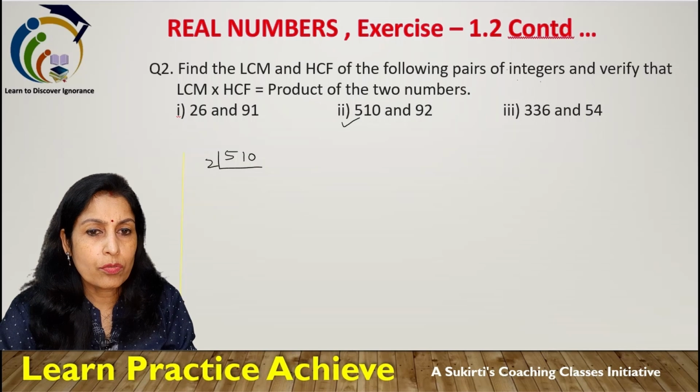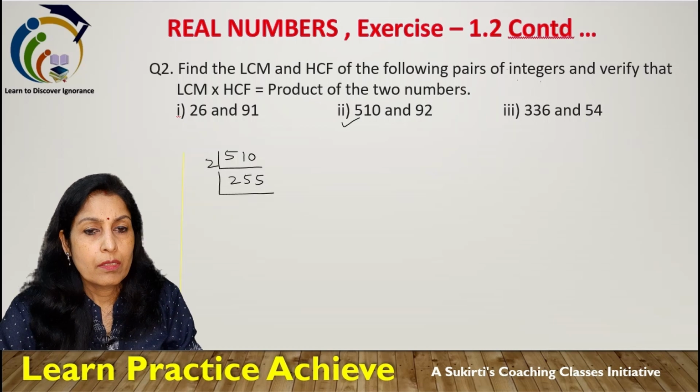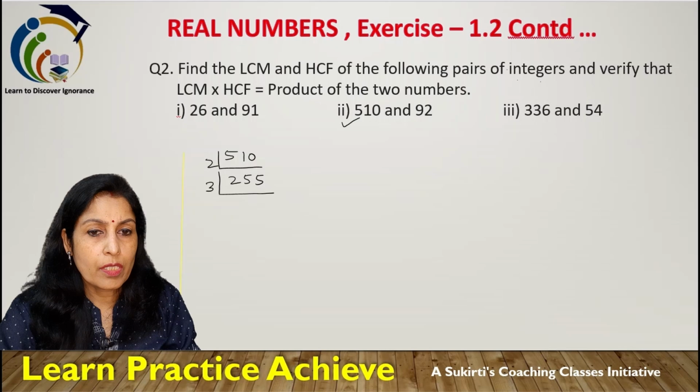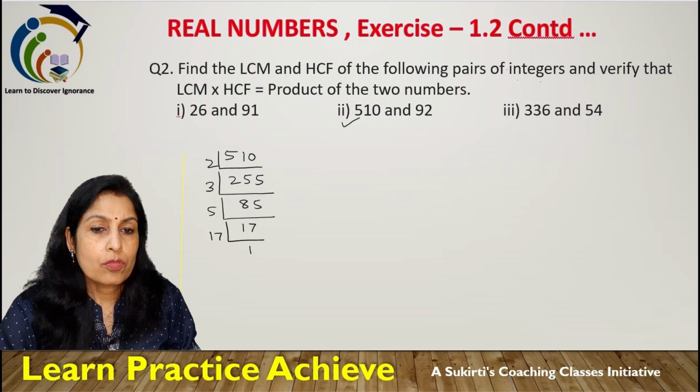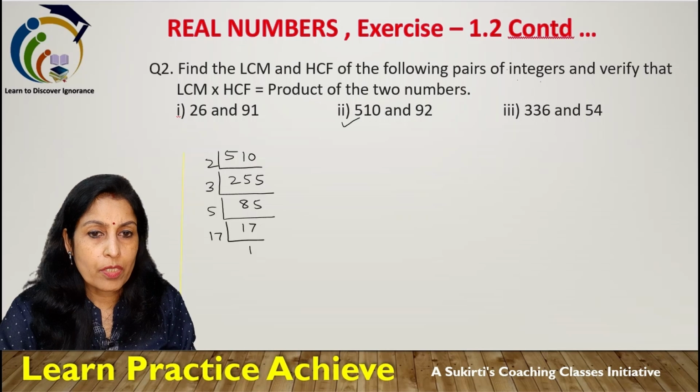So if you take 2, 2 2s are 4, 11, 2 5s are 10 and 2 5s are 10, then it will go by 3, 3 8s are 24 and 3 5s are 15, then 5, 17 and then 17 is 1. So the prime factorization of 510 is equal to 2 into 3 into 5 into 17.